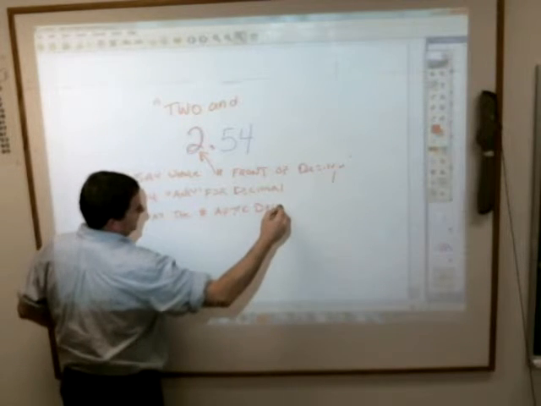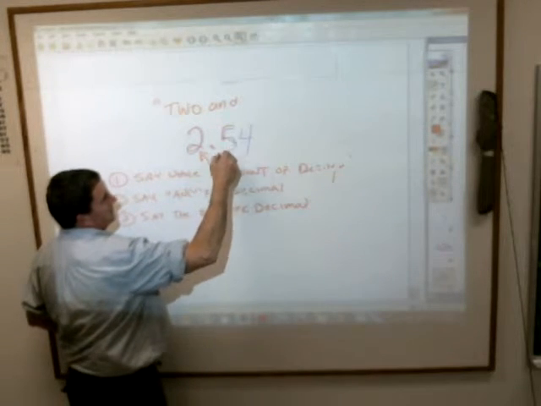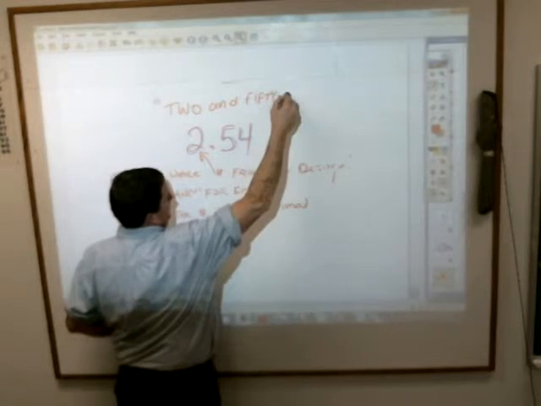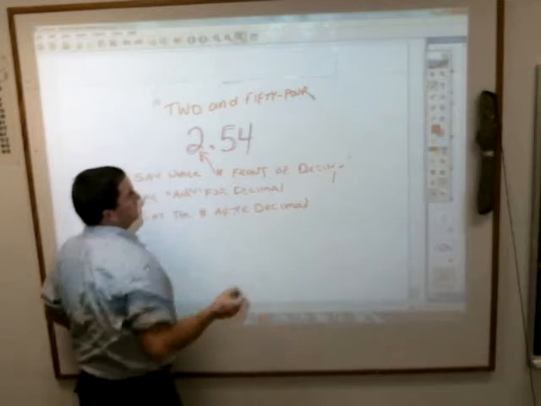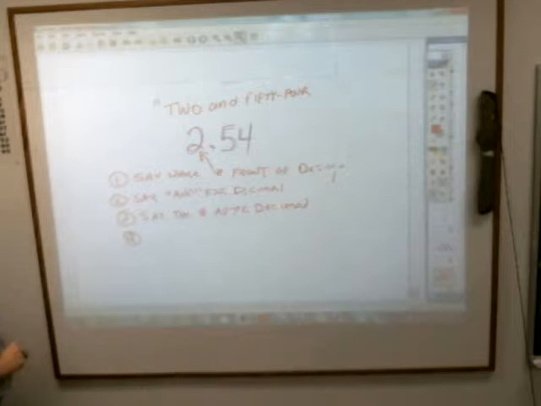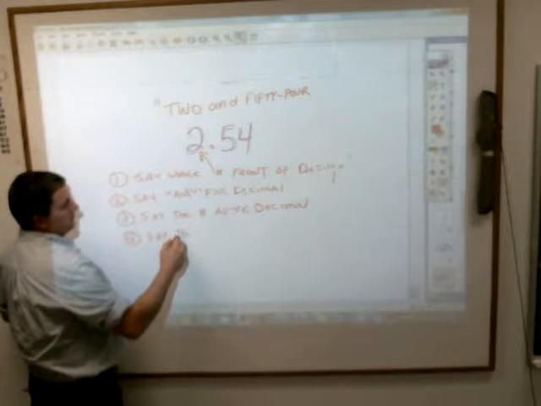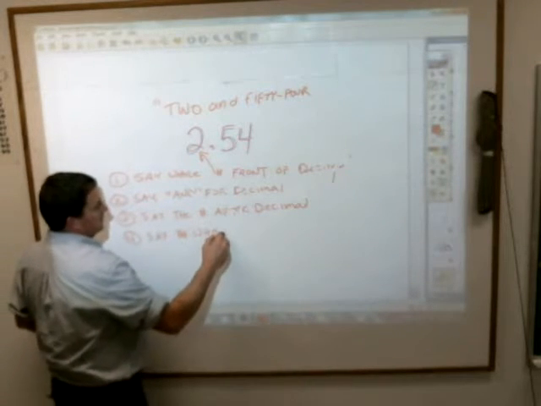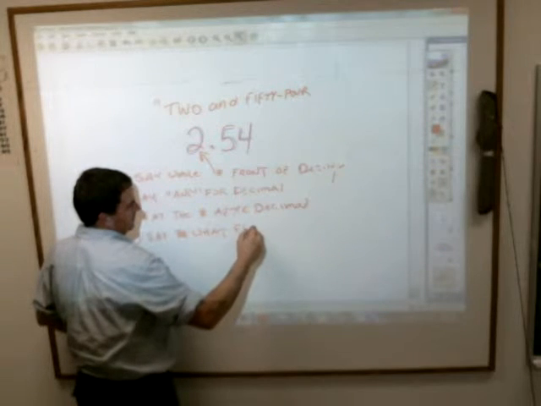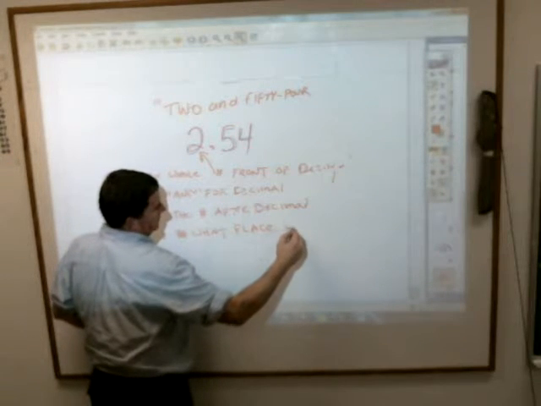Third step is you say the number after the decimal. The number after the decimal here is 54. And 54. And the last thing you do is you say what place the last digit is in.